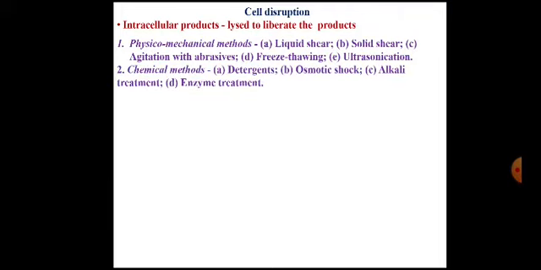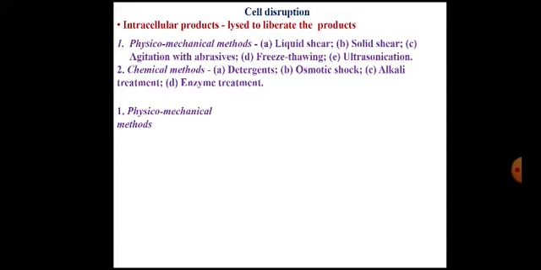Another set of methods is chemical methods. It makes use of detergents for the lysis of cells, osmotic shock, alkali treatment, and treatment with enzymes, cell wall degrading enzymes. Let us see these methods in detail.